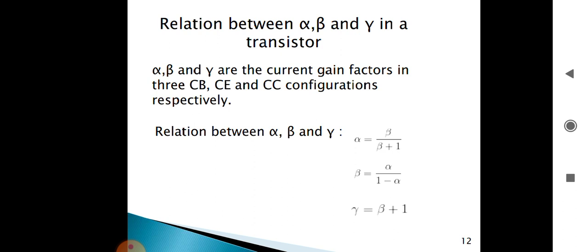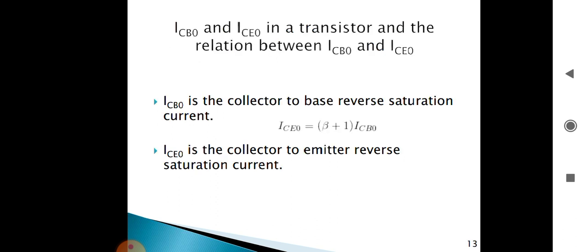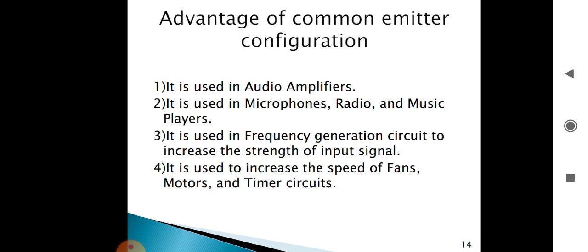Now the relation between alpha, beta, and gamma is given. Alpha is equal to beta upon beta plus 1, beta is equal to alpha upon 1 minus alpha, and gamma is equal to beta plus 1. So these are the current relations between alpha, beta, and gamma when the transistor is connected in three different combinations. Then ICBO is the collector to base reverse saturation current, and ICEO is the collector to emitter reverse saturation current.